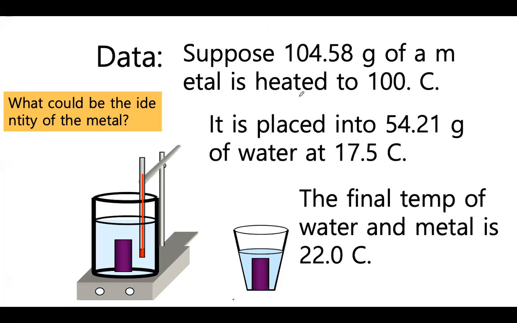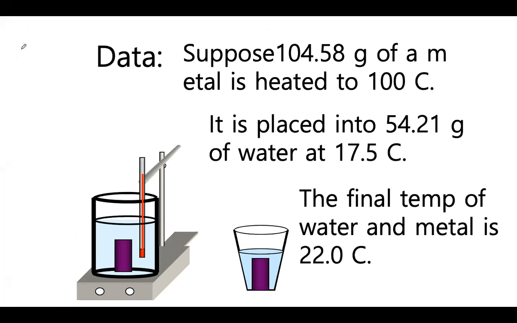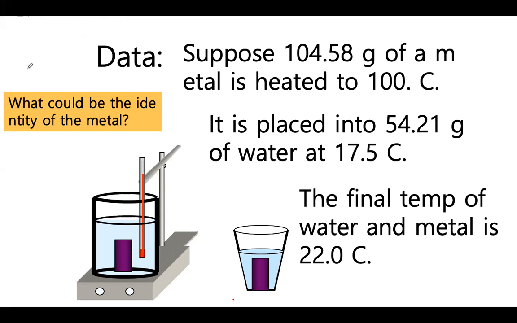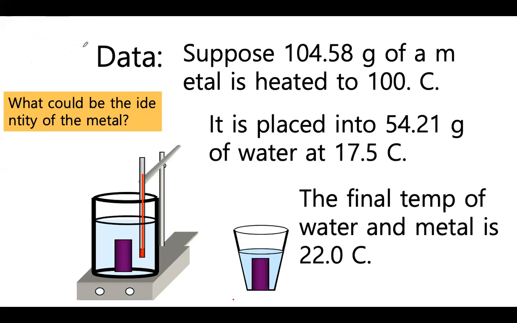Okay. So the mass of the metal, we said, is 104.58 grams, and the mass of the water is 54.21 grams.